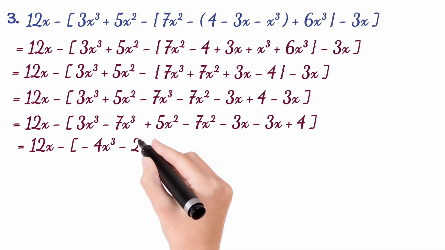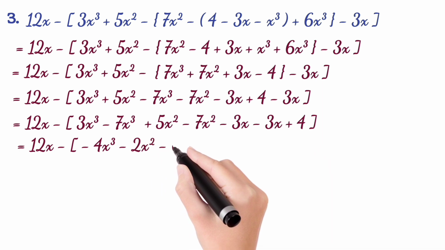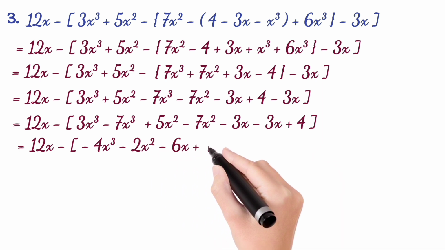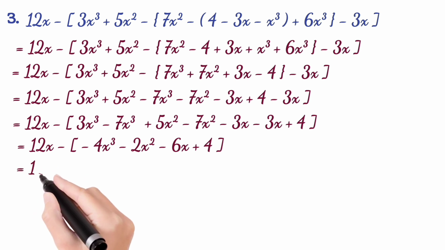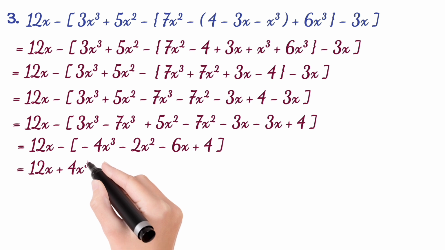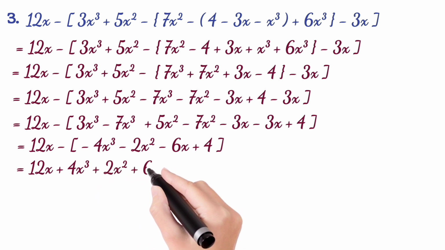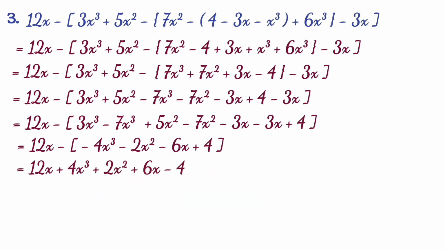So next step, equals 12x minus, third bracket start, 3x cube minus 7x cube, that is minus 4x cube, plus 5x square minus 7x square, that is minus 2x square, and minus 3x we will add minus 6x, not 9x, okay. Then plus 4, third bracket close. Again minus sign before the third bracket, okay. So 12x plus 4x cube plus 2x square plus 6x minus 4.